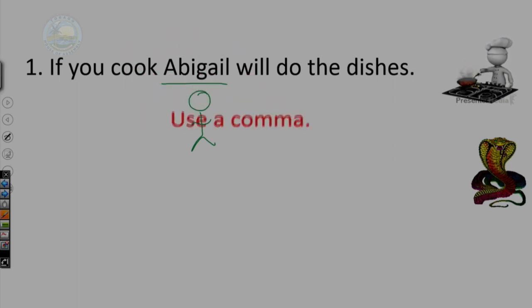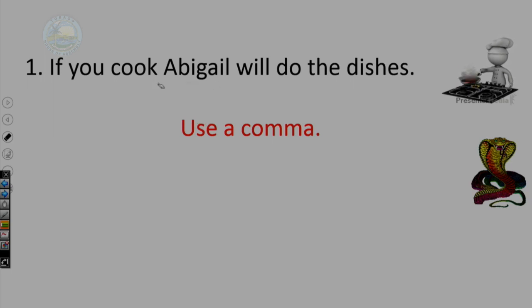Let me see. Use a comma. If we use a comma, perhaps the sentence will make sense. But where do we put this comma? Let me take the eraser and just erase my little mark in here. Where are we going to put the comma? We can put the comma after the word cook. Right. Why do we put a comma after the word cook?